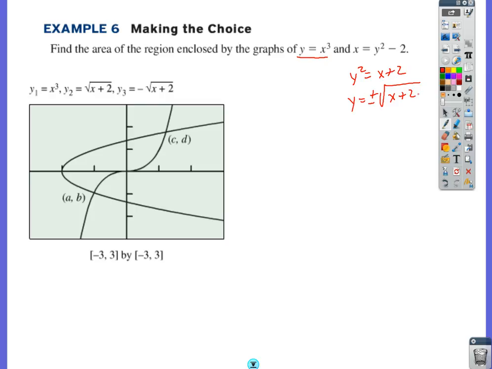So when I put this in my calculator, I've got to separate it out into a y2 and a y3, with the plus and the minus versions. Okay, so there's my graph. If I'm going to take the integral with respect to x, I have to realize something. So we're going to do it with respect to x. I have three curves, and I can see that between here and here, one curve is always on top of the other. Which is great. And then I get to this next part here.